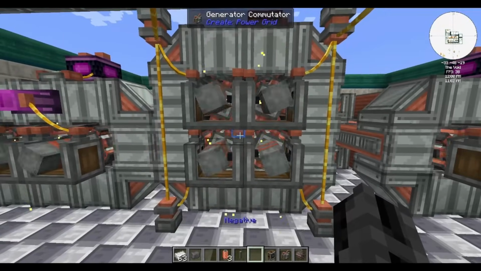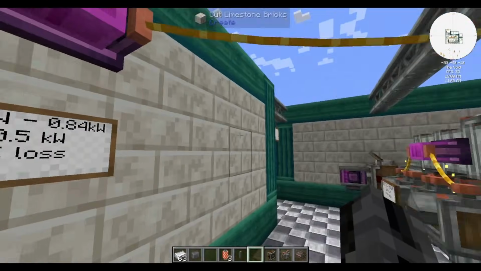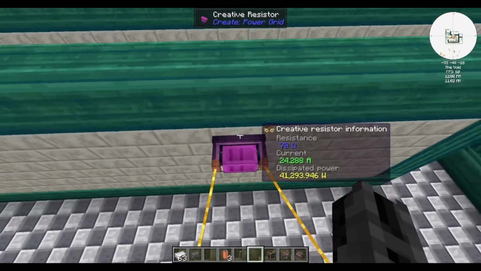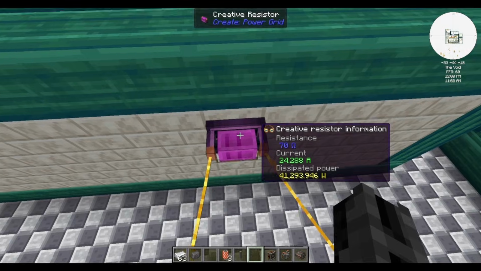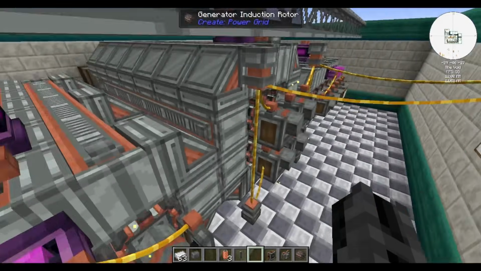Now over here it's connected in series and in parallel, because it's the simplest way to wire it up. You can put them all in series, it's the same power, just different voltage. And it's producing around 41 kilowatts with around 1 kilowatt of loss, giving you 40 kilowatts of total power from one of these.